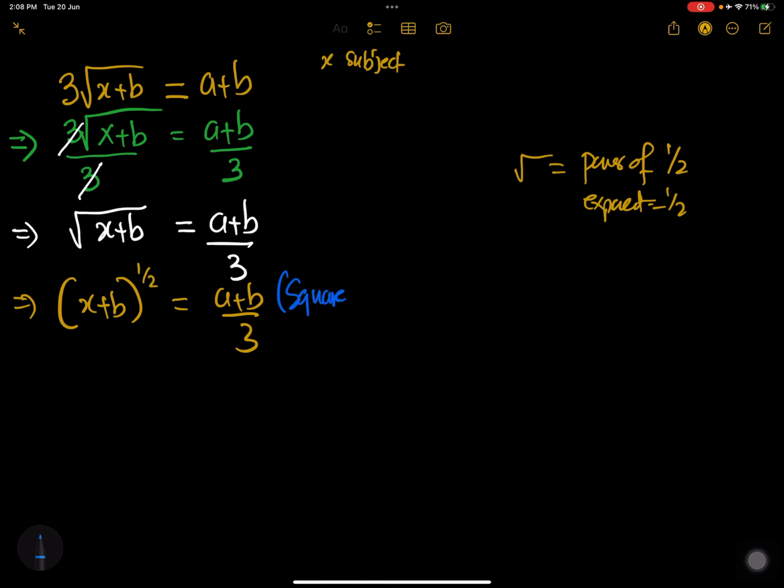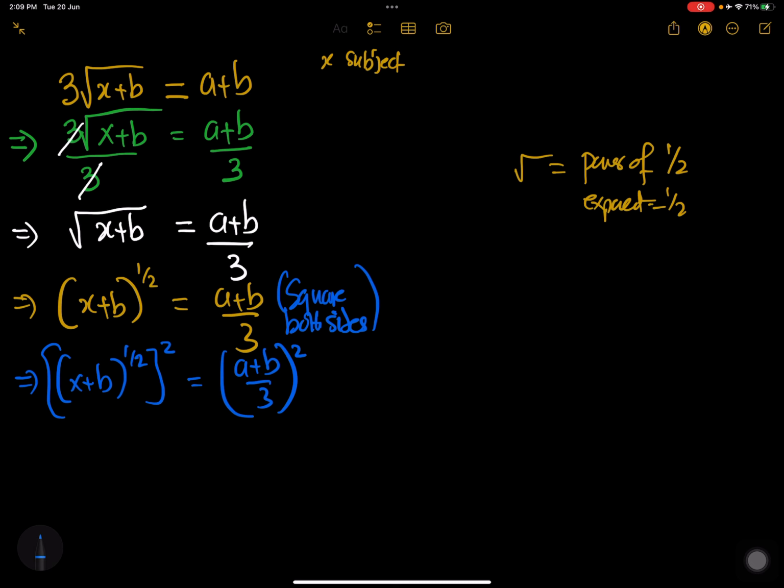We can square both sides so that we can remove that half. So in doing so, we have (x plus b) to the power of half, and then we square all that, and we are going to get (a plus b) divided by 3, and we also square that. Whatever we do to the left-hand side, we also have to do the same thing to the right-hand side. Why? Because there's an equality sign in the middle, which means that the left-hand side is equal to the right-hand side. So whatever we do to the left-hand side, we have to do the same thing to the right-hand side.